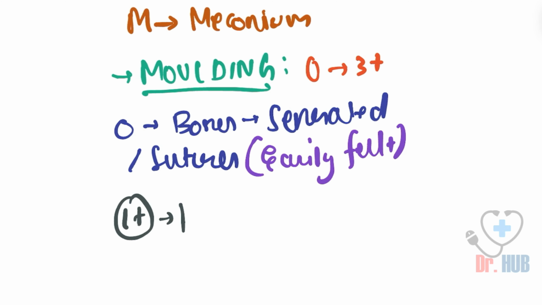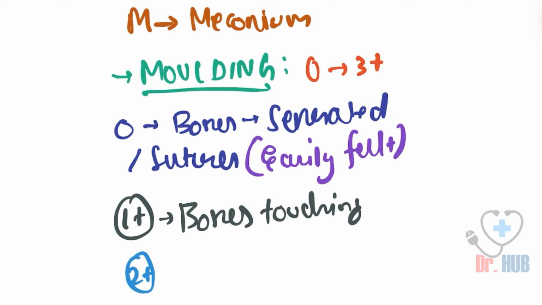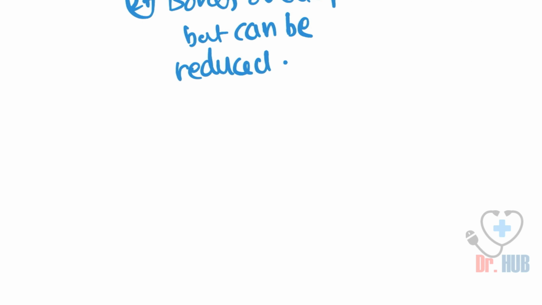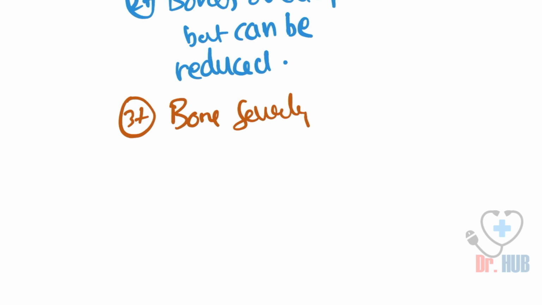Then there is 1 plus. What is 1 plus? 1 plus means the bones are touching. After 1 plus, there is 2 plus, which indicates the bones overlap, but can be reduced. What is 3 plus? 3 plus indicates that the bones severely overlap and are irreducible.